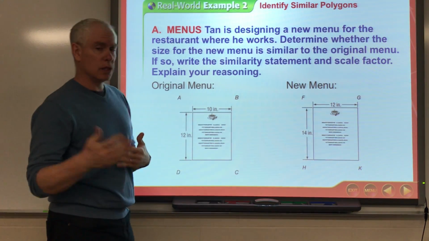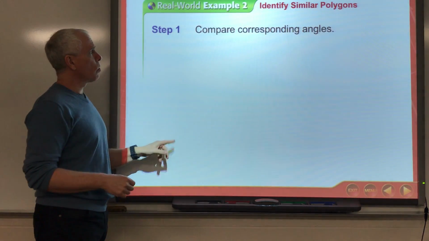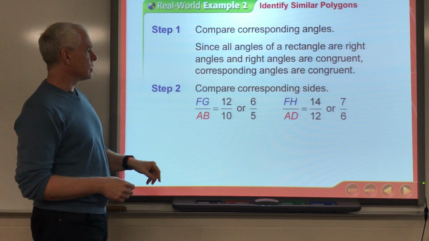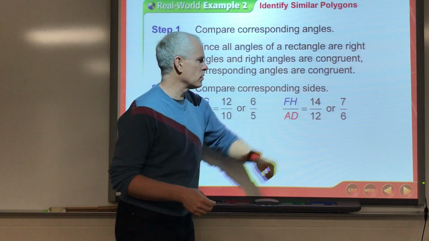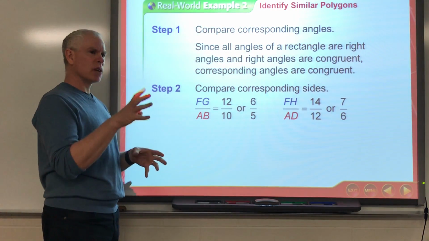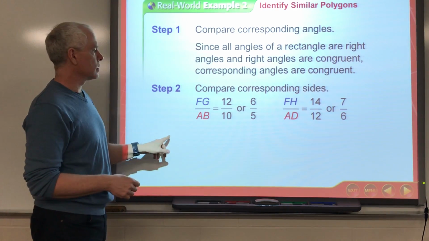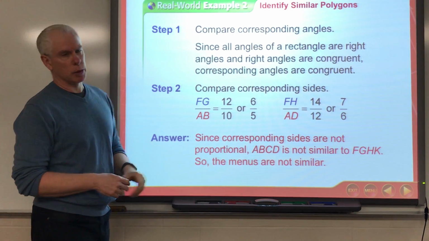What we need to do is determine if that's the same ratio or not. Okay? So we compare the corresponding angles. We know that that's true. The corresponding sides, so there's that 12 over 10 is 6/5, 14 over 12 is 7/6. Those aren't the same. So although they look similar, they're not actually similar. The scale factors are not the same for the corresponding sides. So we have to conclude the menus are not similar. Okay?